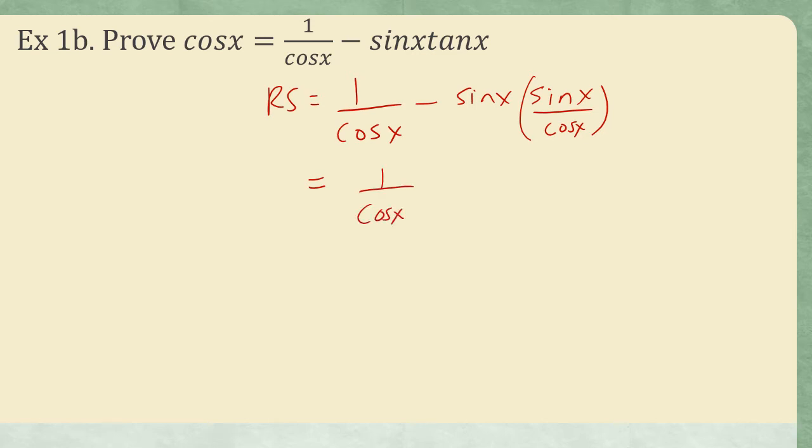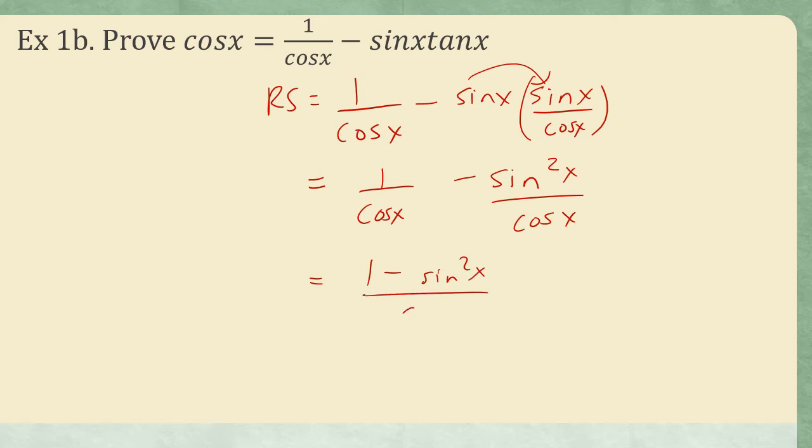Well, I would multiply this, right? Negative sine x times sine x, x times x is x squared, y times y is y squared, sine x times sine x is sine squared x. I have fractions, okay? I have a common denominator. They both are over cos x, so I can make this 1 minus sine squared over cos x. 1 minus sine squared x, that's one of our Pythagorean identities. That's cos squared x over cos x.